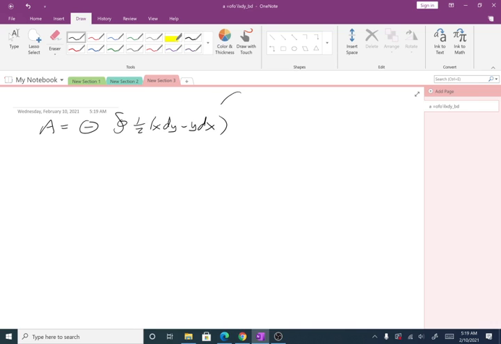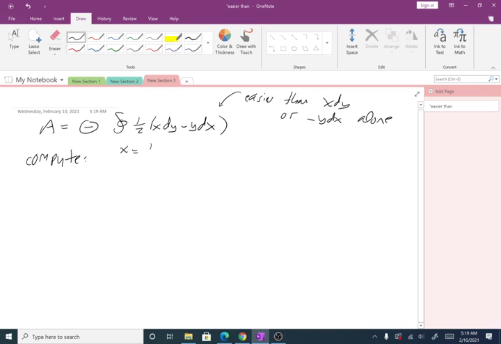It turns out this one is easier than x dy or y dx alone, and you'll see why. So we just need to compute these differentials.